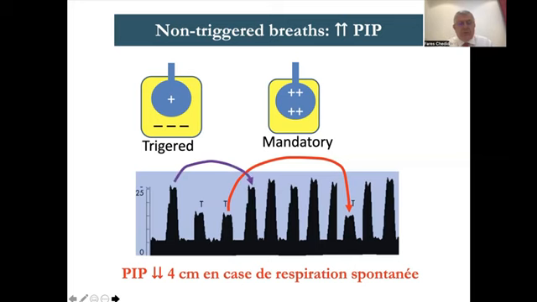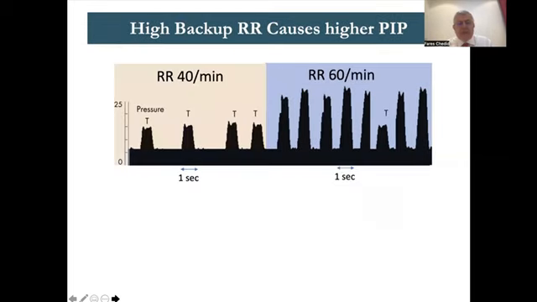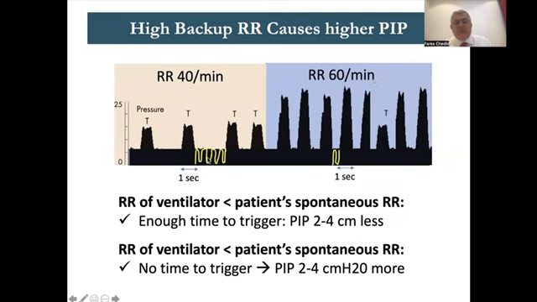The same goes for respiratory rate. This is a patient who's put at a respiratory rate of 40 per minute, and that's the same patient moved to a respiratory rate of 60 per minute. At 40 per minute, the breaths have so much space between them that the patient can trigger any time during the yellow area. So you allow him time to trigger and to have less PIP. But at a rate of 60 per minute, the patient has barely any time to trigger, because the breath itself needs nearly 1 second. So the machine has no time to wait for the patient to trigger.